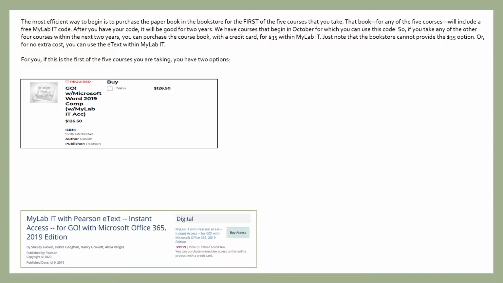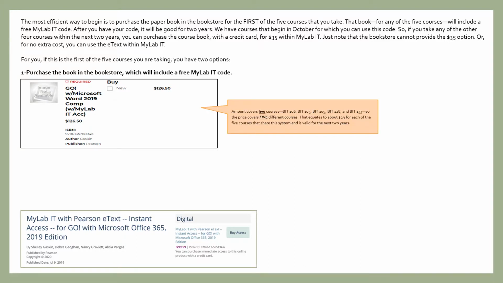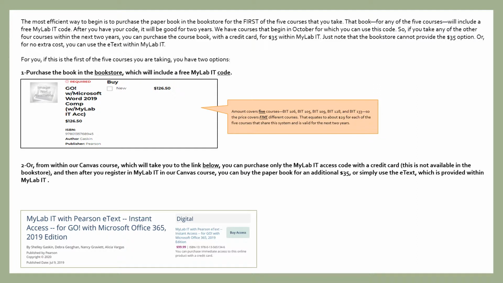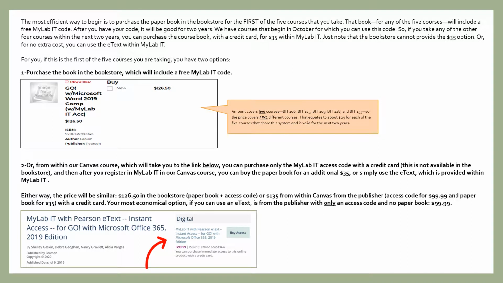For you, if this is the first of the 5 courses you are taking, you have 2 options. Purchase the book in the bookstore, which will include the free MyLab IT code. Or from within our Canvas course, which will take you to the link below, you can purchase only the MyLab IT code with a credit card. This is not available in the bookstore. And then after you register in MyLab IT in our Canvas course, you can buy the paper book for an additional $35, or simply use the e-text, which is provided within MyLab IT.